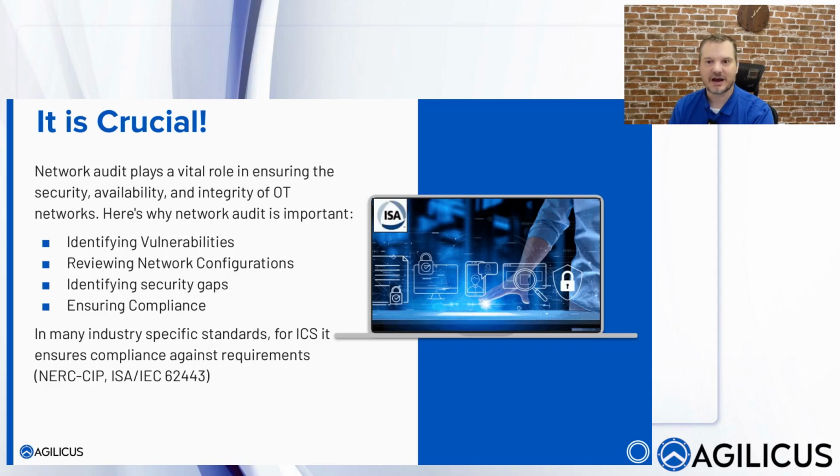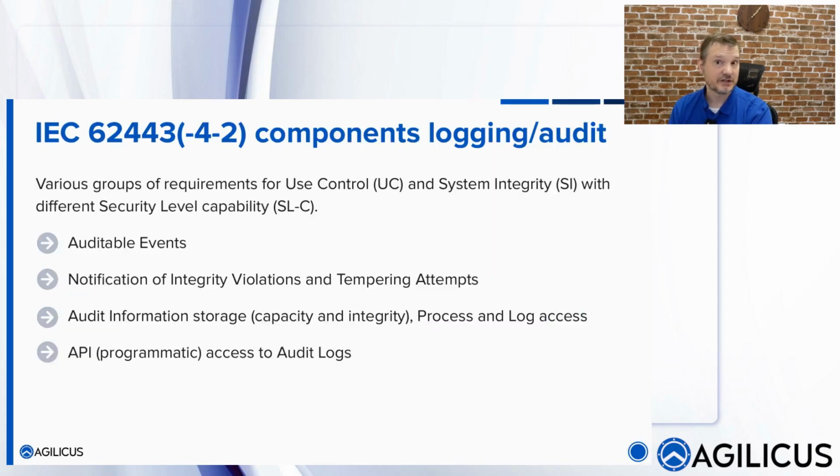For example, ISA 99 will drive that, and we'll look at it in the next slide, the 62443 standards. Specifically in section 4-2, the requirements for both use control categories and system integrity category drive some audit and logging requirements. They have different levels of security level capability, or SLC, from 1 to 5, for example, or 1 to 4. But generally in our OT, driven by the industry standards, we need to have auditable events.